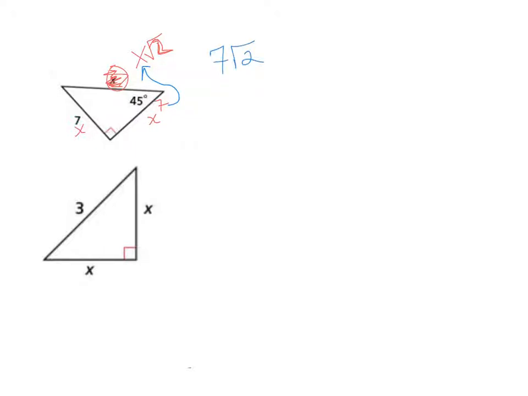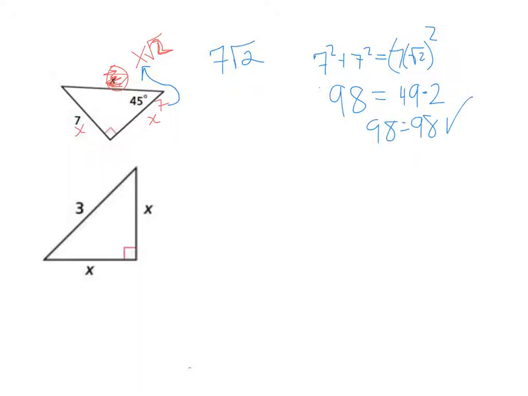And you could do the Pythagorean theorem to check your work. So we have 7 squared plus 7 squared, a squared plus b squared equals c squared. Oops, I meant to put that like that, squared. Okay, and so we have 49 and 49 is 98 equals 7 squared, which is 49, times radical 2 squared. Radical 2 times radical 2 is 2. So we get 98 equals 98. So you're still able to check your work on these.